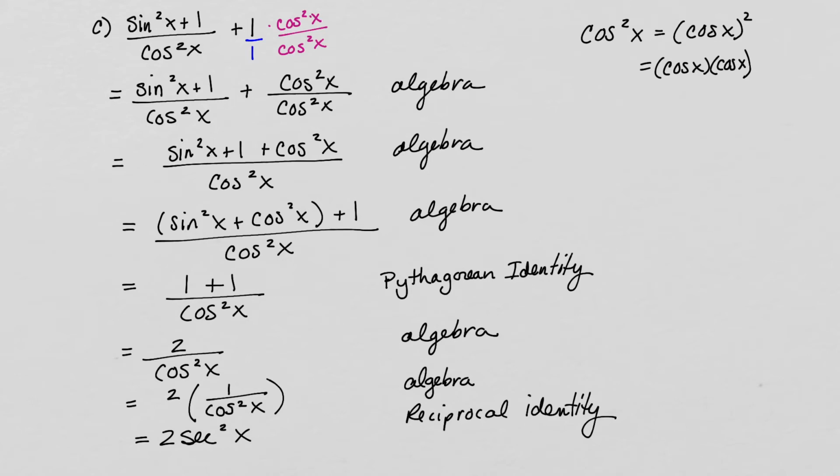So I started with this ugly part that was sine squared x plus 1 over cosine squared x, and then that whole entire quantity plus 1. And really, it's the same as 2 secant squared x. So 2 secant squared x is a little bit nicer looking. So that's one of the reasons why I would do this. Questions?